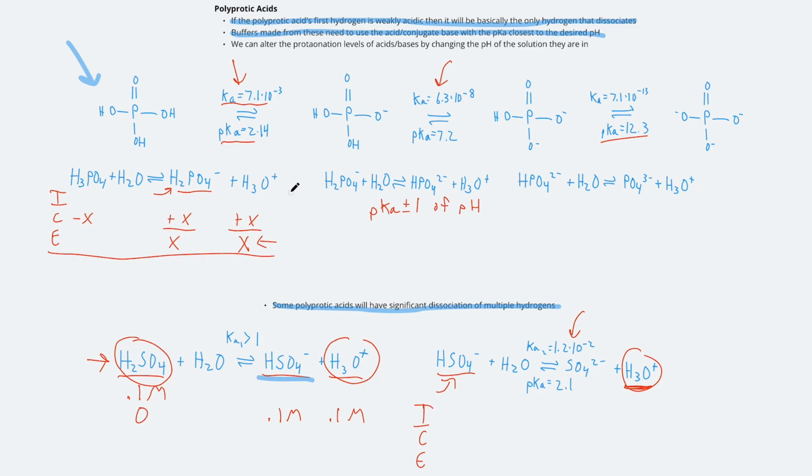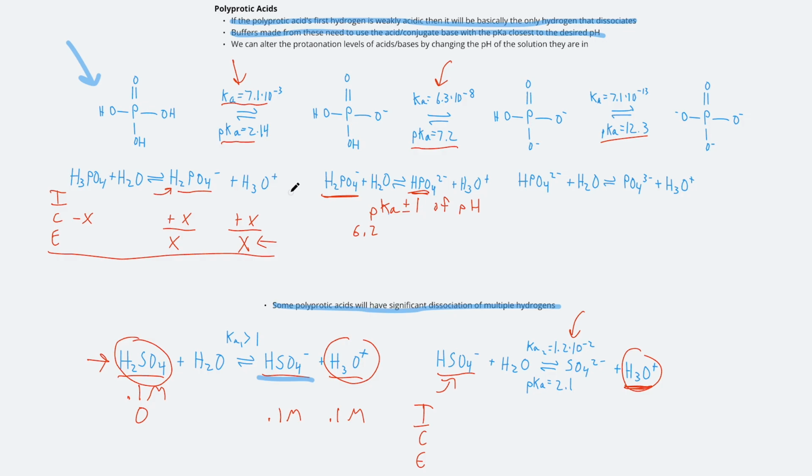Let's say that they tell you the desired pH is 6.2. The first thing you need to do is figure out which one of your pKa's is closest to 6.2. And clearly that is going to be the 7.2 pKa for the dissociation of the second hydrogen off of our acid. So that means that the acid in our buffer is going to be H2PO4- and the base will be HPO4 2-. So you set this up by using the Henderson-Hasselbalch equation.